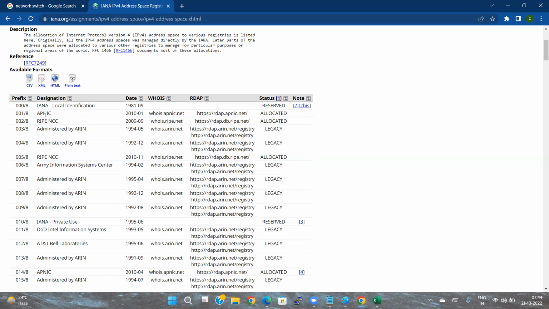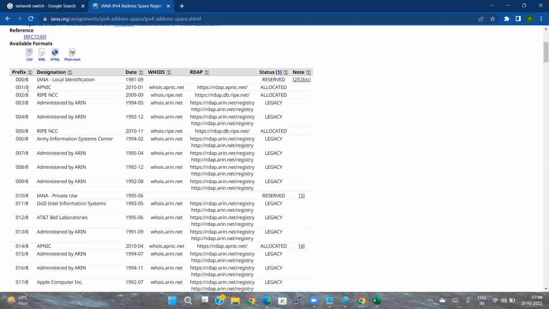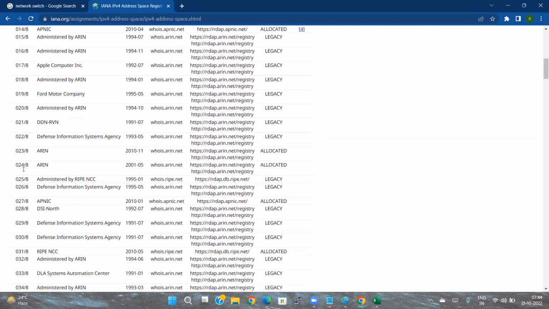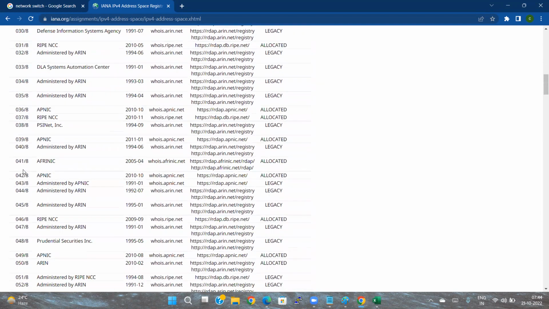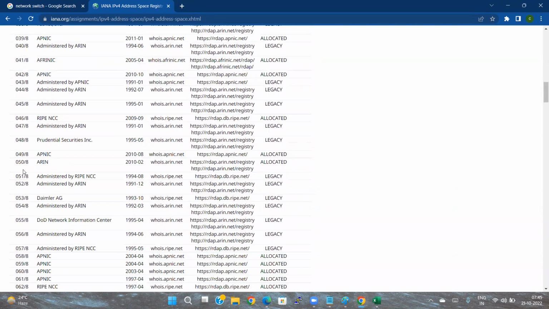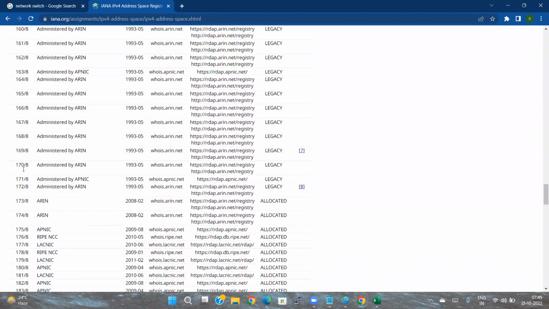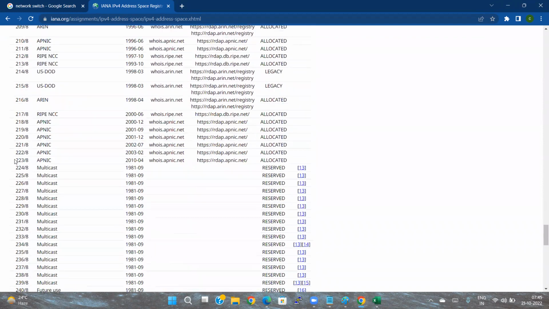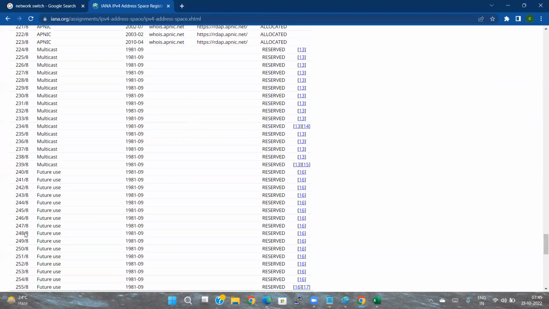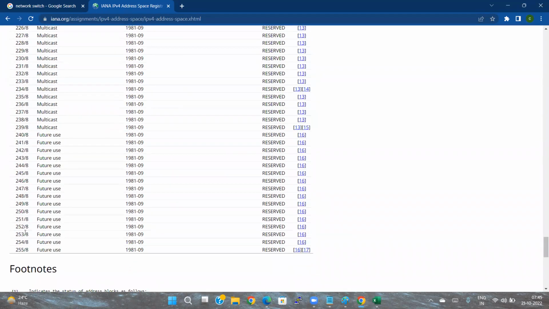APNIC is our Asia Pacific region, where countries like China, India, Indonesia and Australia all come under the Asia Pacific region. Then this is the Russian region, 002. Like that, it has all the IP addresses distributed between the multiple regions, up to 255. You can see up to 223, this is APNIC, and 224 to 255 are for future users. We will discuss that in a while.